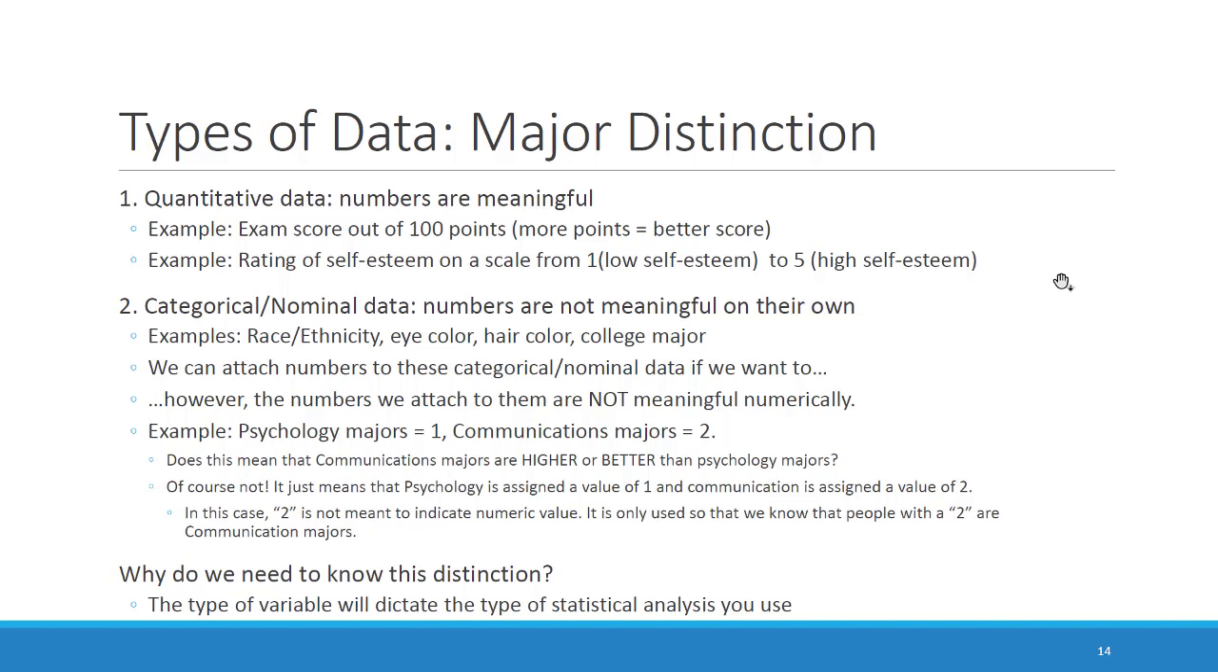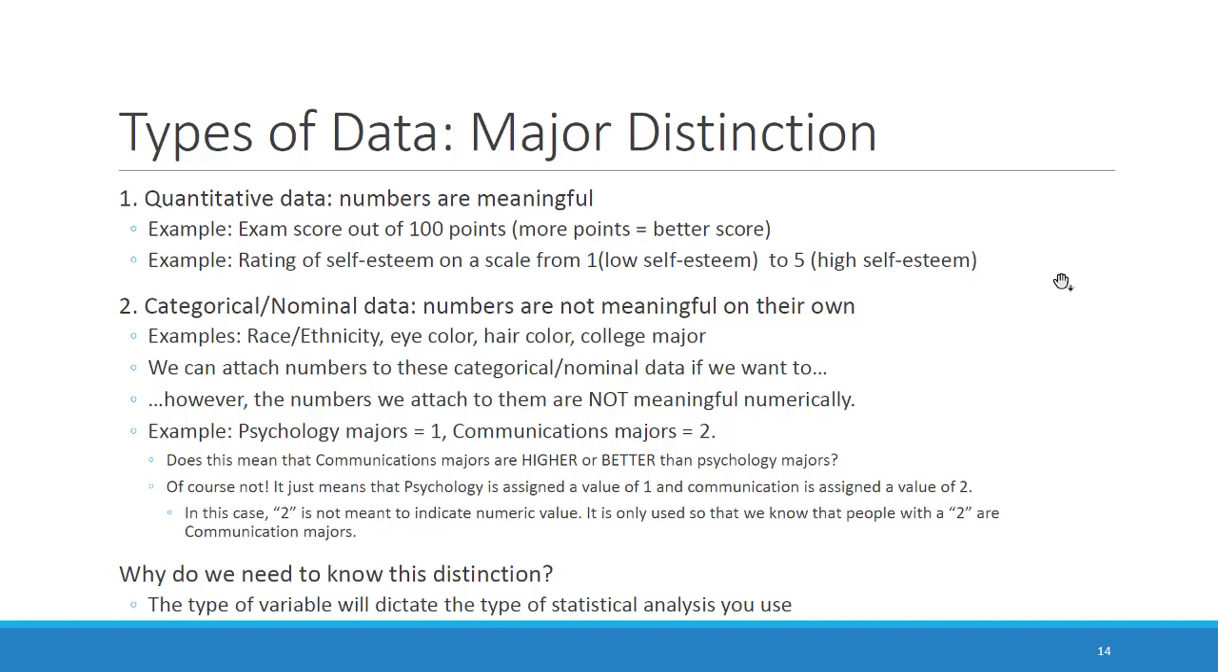An example is an exam score out of 100 points. So the more points, the better the score. If you get a 90 on the test out of 100, you know that you did better than if you got a 20 on the test out of 100. Another example is a rating of self-esteem on a scale from 1, which is low self-esteem, to 5, which is high self-esteem. If you score a 4.5 on the measure of self-esteem, you know that that's higher than someone who scored a 1.2 on the same measure of self-esteem. The numbers are meaningful.